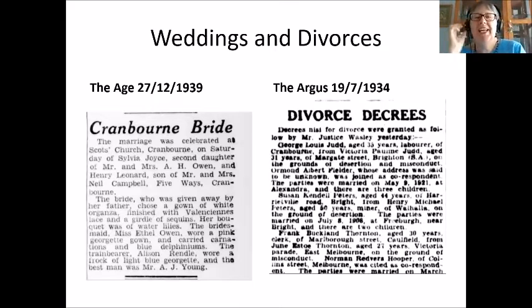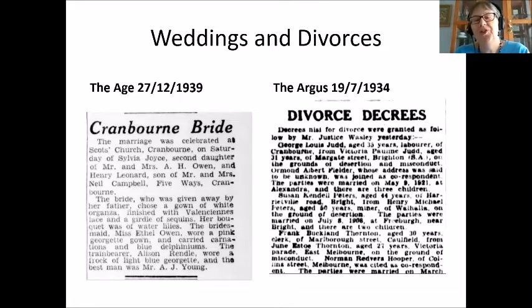And here's the report of a divorce. Chris George Judd of Cranbourne was granted a divorce on the grounds of desertion from his wife, on the grounds of her desertion and misconduct with Ormond Albert Fielder. Misconduct means, of course, having an affair. So the wife had an affair, she deserted him, and he filed for divorce. It also tells you when they were married, May the 9th, 1921, and that there were three small children.